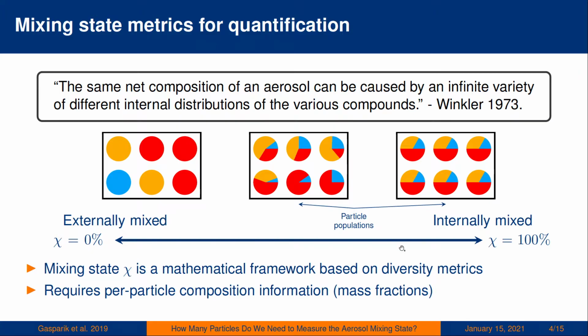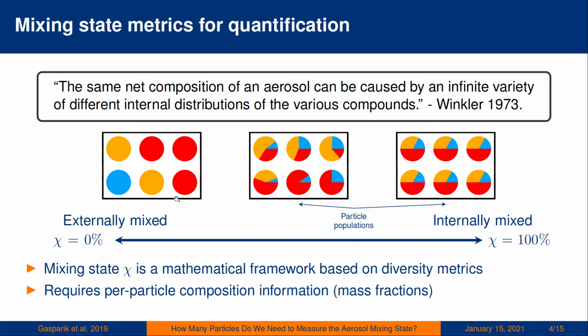In terms of how to think about mixing state, we have a quote here from Winkler 1973. The same net composition of an aerosol can be caused by an infinite variety of different internal distributions of the various compounds. So what Riemer and West 2013 have developed is a mathematical framework based on diversity metrics to look at these different particle populations and tell us how internally or externally mixed these populations are.